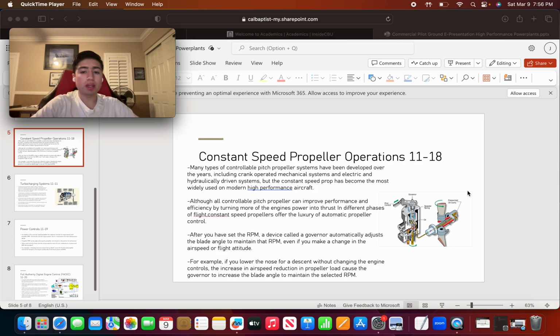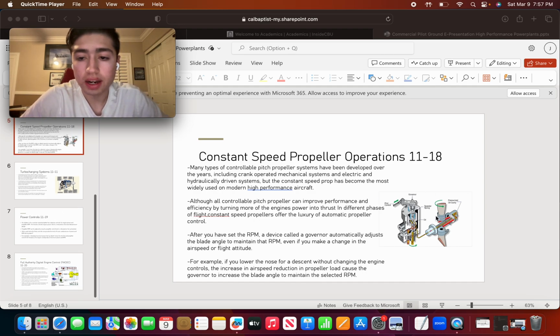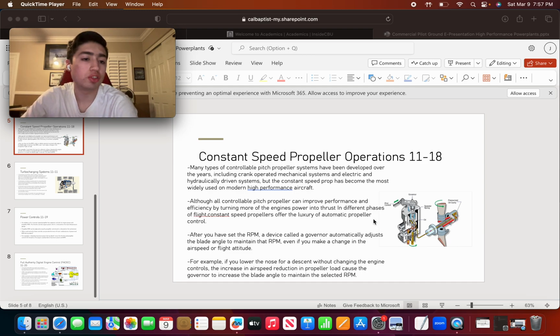After you've set the RPM, a device called the governor automatically adjusts the blade angle to maintain that RPM, even if you make a change in the airspeed or flight attitude. For example, if you lower the nose for a descent without changing the engine controls, the increase in airspeed and reduction in propeller load causes the governor to increase the blade angle to maintain the selected RPM. And again, there's another diagram on the right with the governor, giving you a visual image.